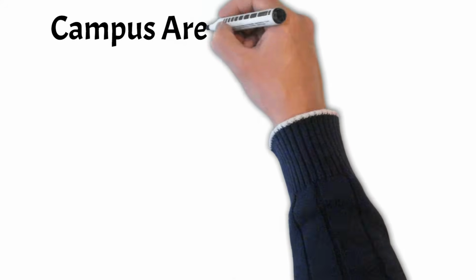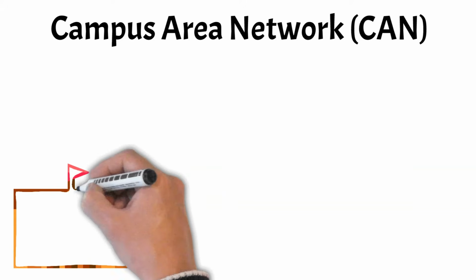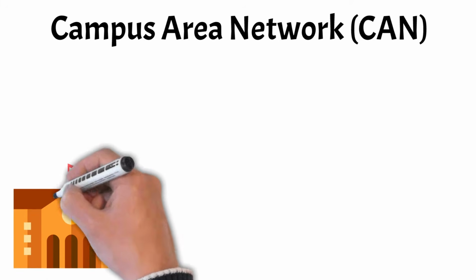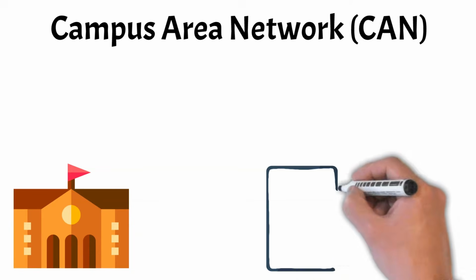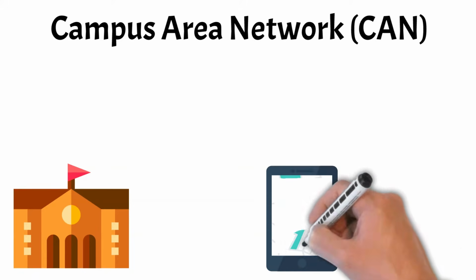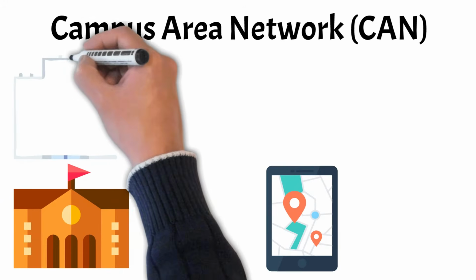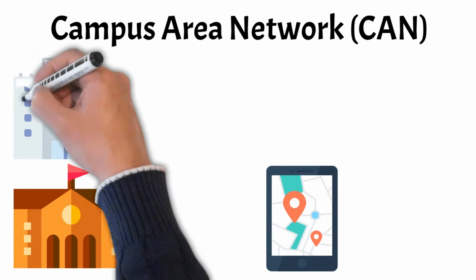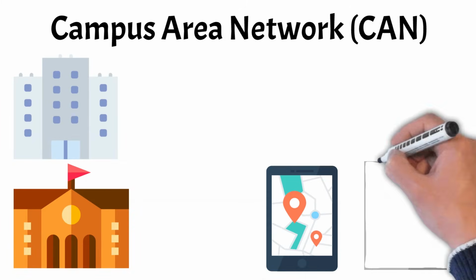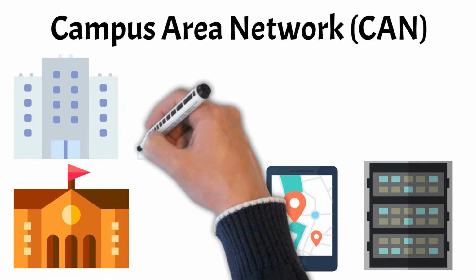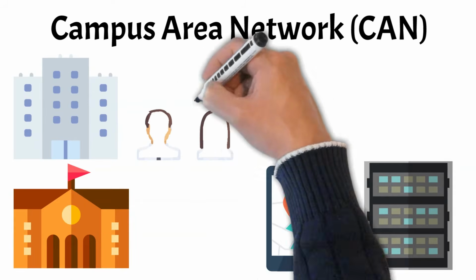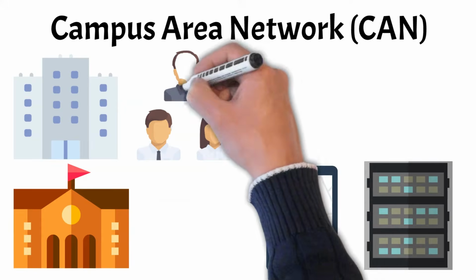Next, let's look at the Campus Area Network, or CAN. A CAN connects multiple LANs within a specific geographic area, such as a university campus or a business campus. It typically covers a larger area than a single LAN, connecting several buildings or departments while maintaining high-speed communication. CANs are often used to provide centralized access to resources like servers, databases, or internet connections, enabling efficient collaboration across different parts of a campus.